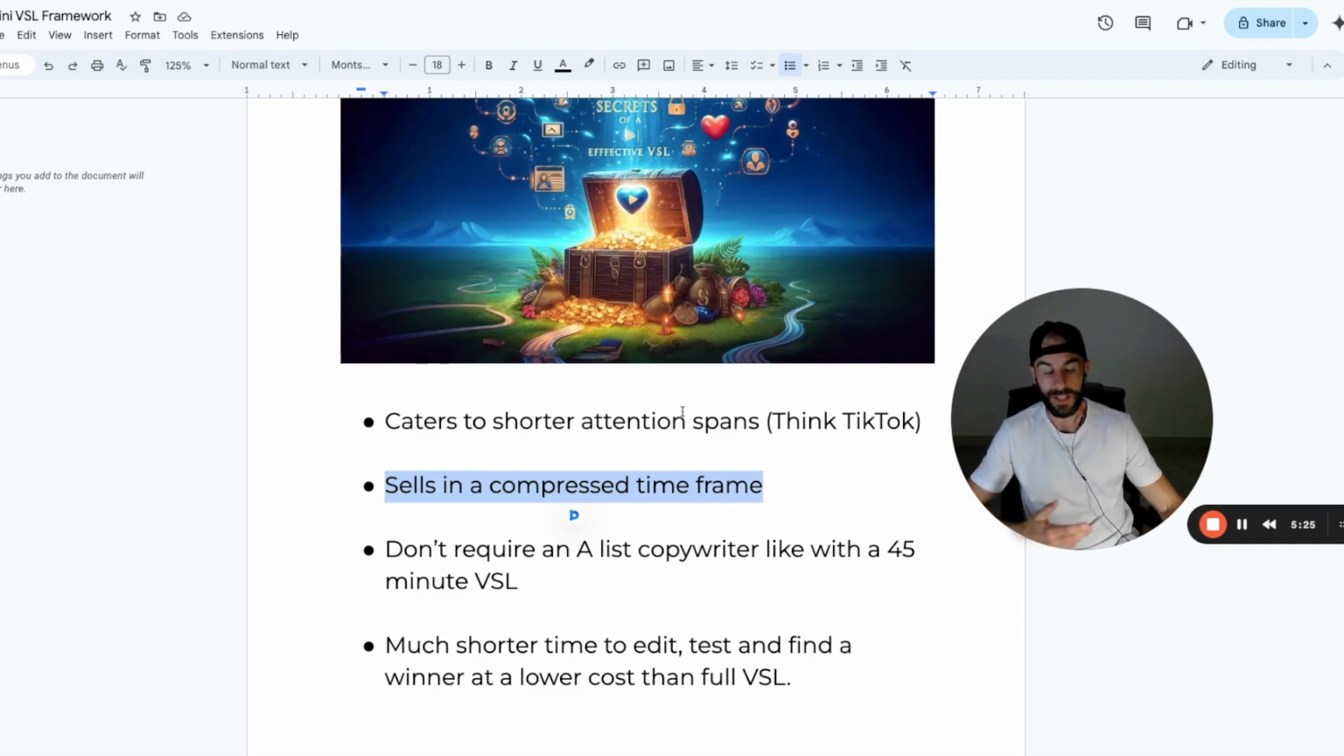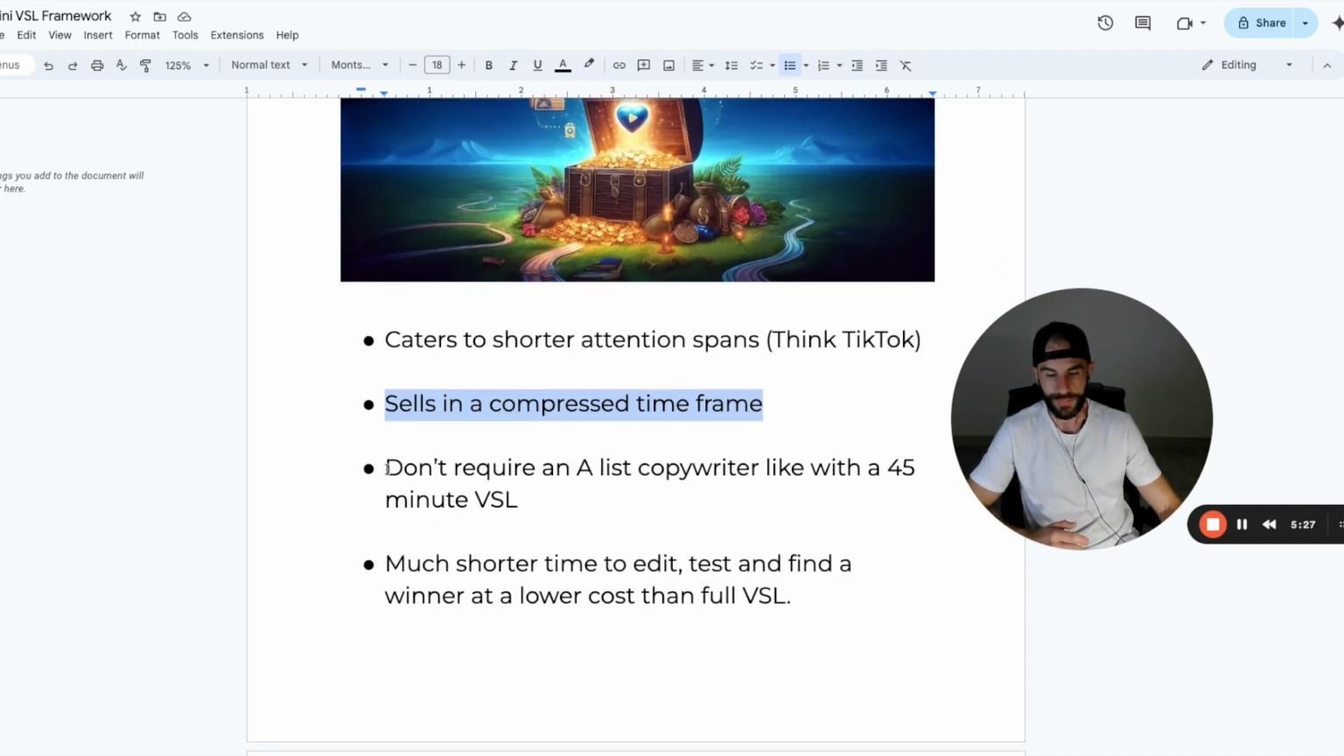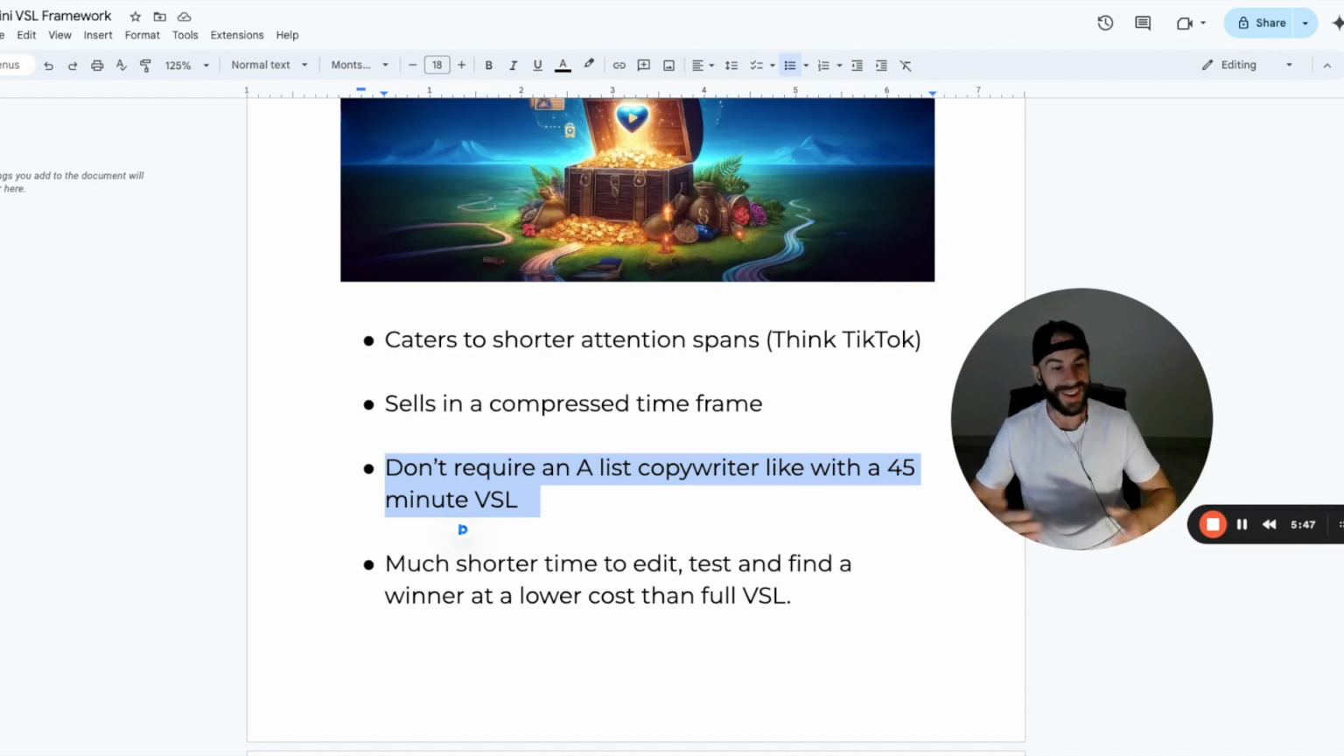That leads me into the next point of what makes these so effective. You don't need an A-list copywriter to create these like you do with a 45-minute VSL. Because you don't have this really long, drawn-out video sales letter with a 500-word lead, a 2,000-word close, and a huge FAQ, you don't need an A-list copywriter. You can have somebody who is okay at copywriting, understands the basic framework of a mini VSL, and can crank out a few of them a day.